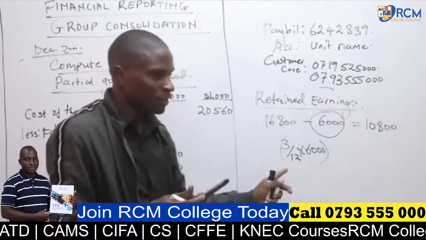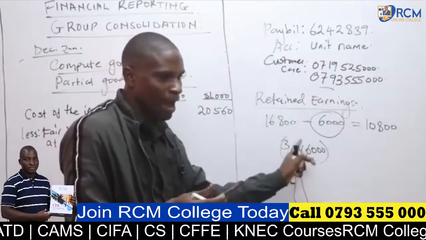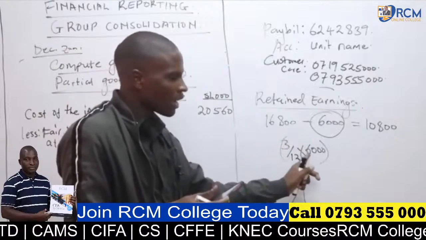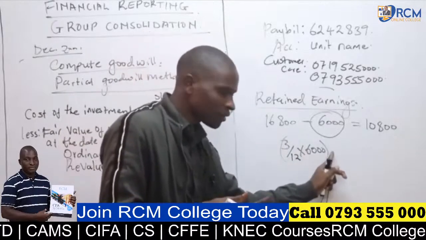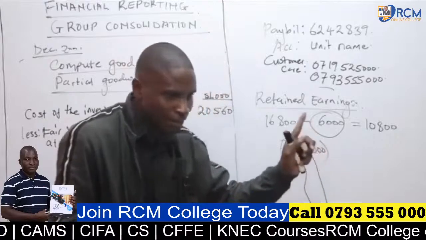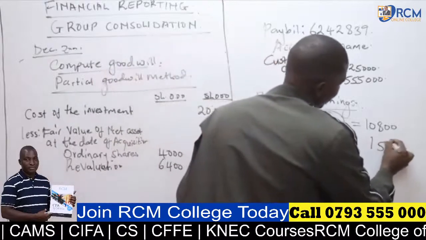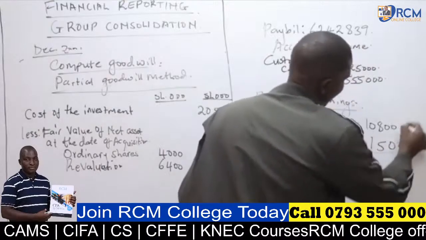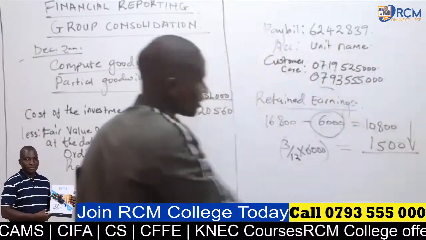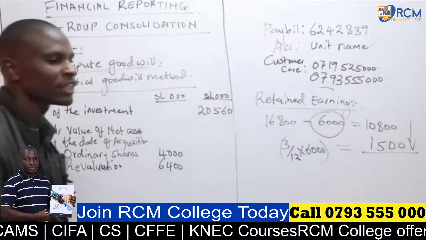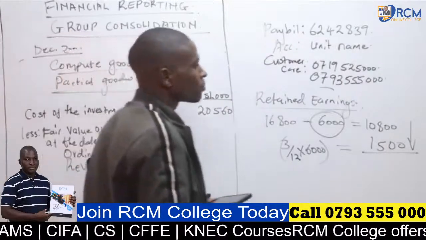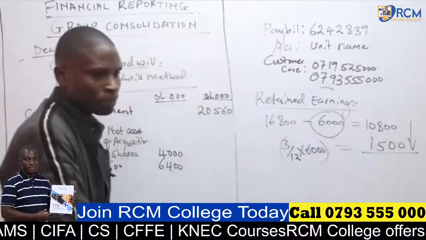3/12. Remember, before we acquire, and then at date one, ndio tutaacquire sasa. So tutakuwa na 1,500. Ongeza hizo mbili sasa. Hii ndio tutakuwa nayo kama retained earning, and then we take our share as a group.